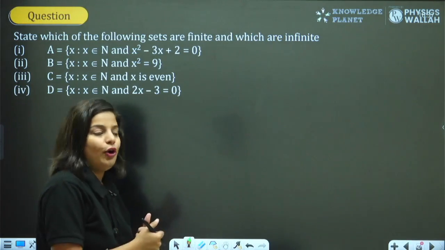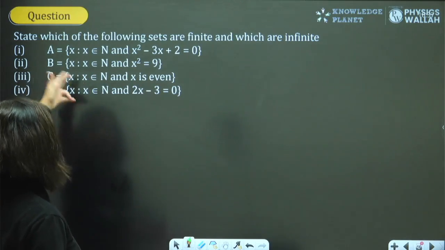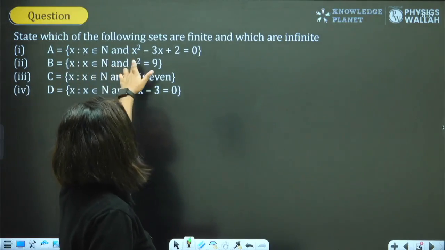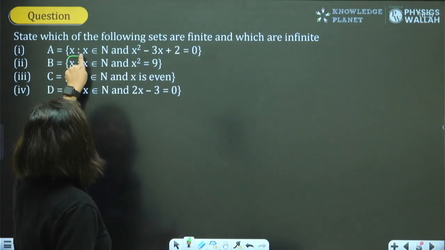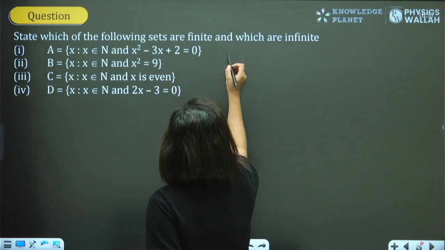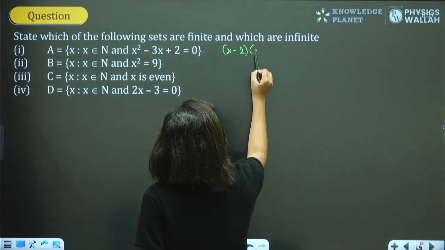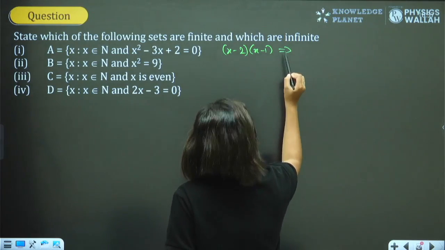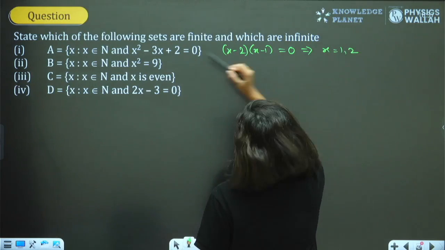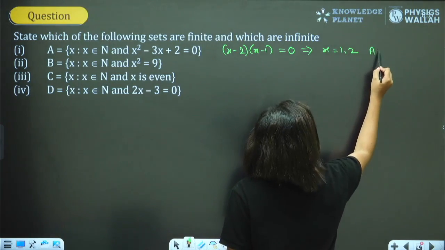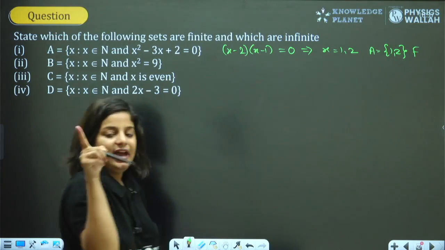State which of the following are finite and which are infinite. Check all four one by one. The first one: x is a natural number, x square minus 3x plus 2 is 0. So try to find x by solving this quadratic equation. x minus 2, x minus 1 is 0. It implies x is equal to 1 and 2. That means the first set A has two elements, 1, 2. It's a finite set.